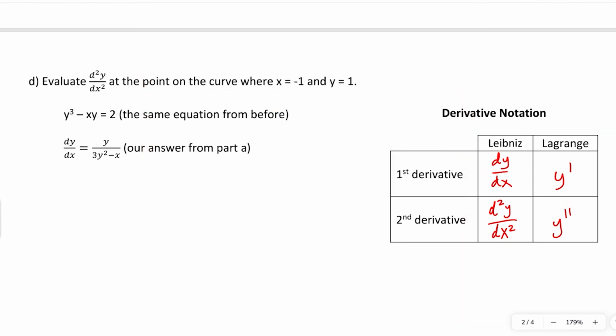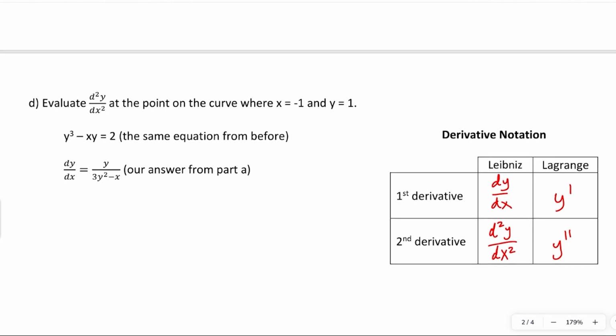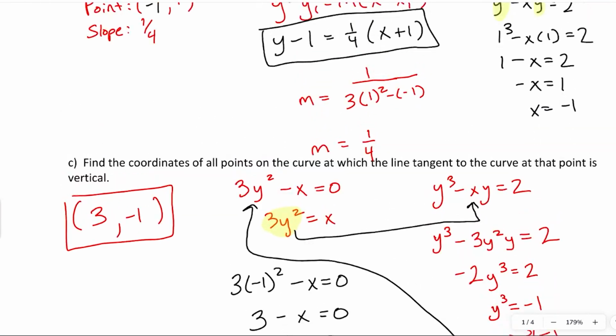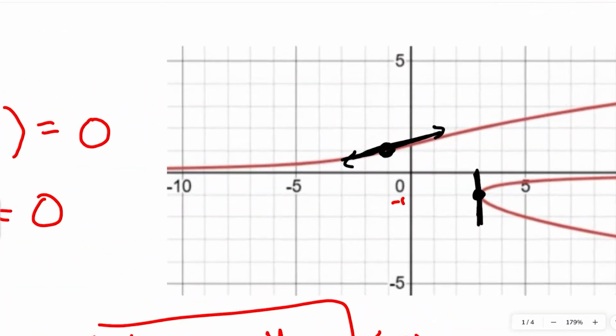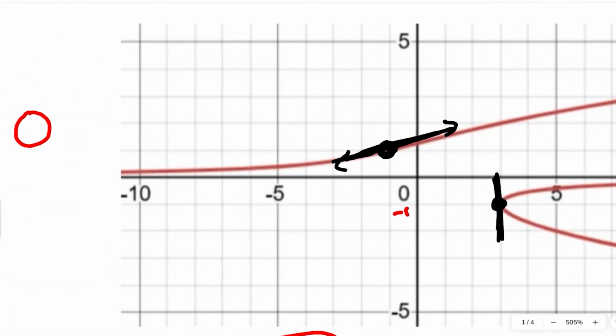Okay, so anyway, we want to find the second derivative at the point on the curve where x is negative 1 and y is 1. So we're going back to this point at negative 1 comma 1 right here. And we want to find the second derivative. Now, let's go back to last unit. If the second derivative is positive, that means that our graph is concave up. If it's negative, it means it's concave down.